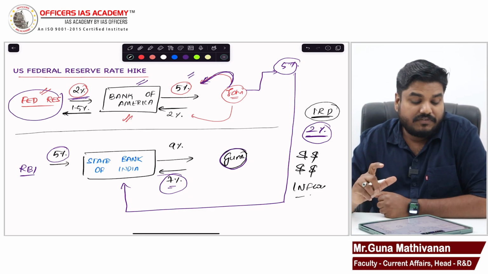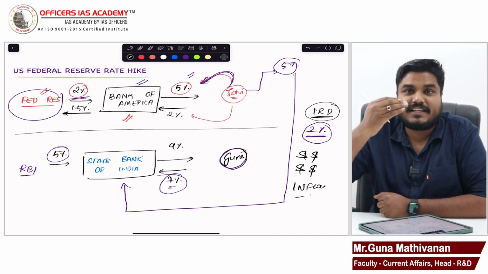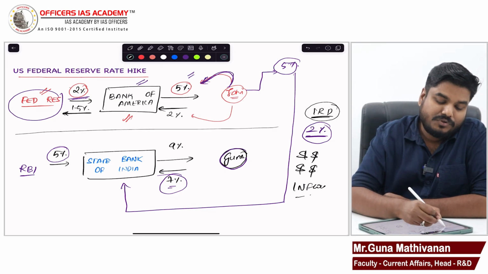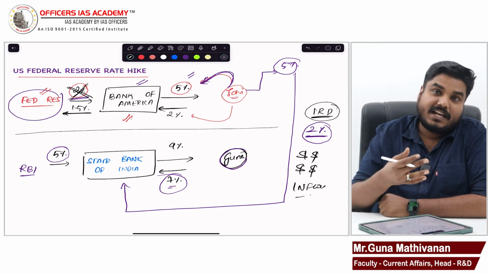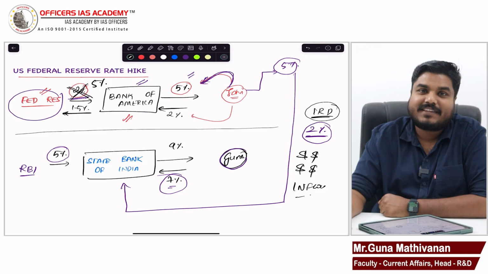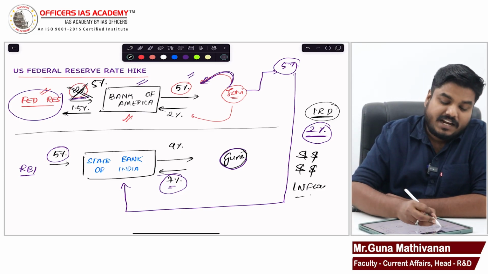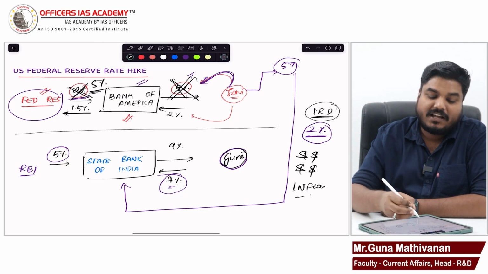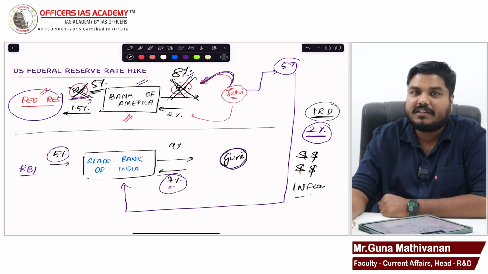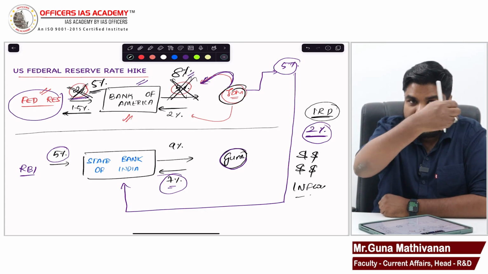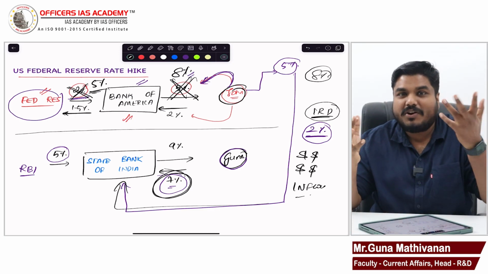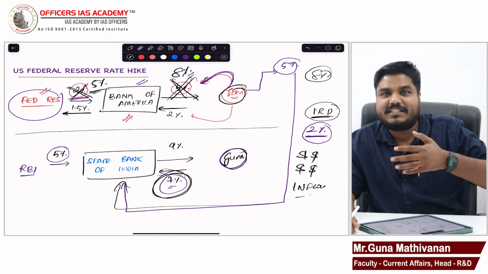But now, if the Federal Reserve increases their rate, so let's say instead of 2%, if the American central bank decides to lend at 5%, then Bank of America will lend at 8%. If Bank of America is lending at 8%, what will happen? If John borrows that money at 8% and deposits it in State Bank of India at 7%, he cannot make a profit. The interest rate differential will not be favorable.